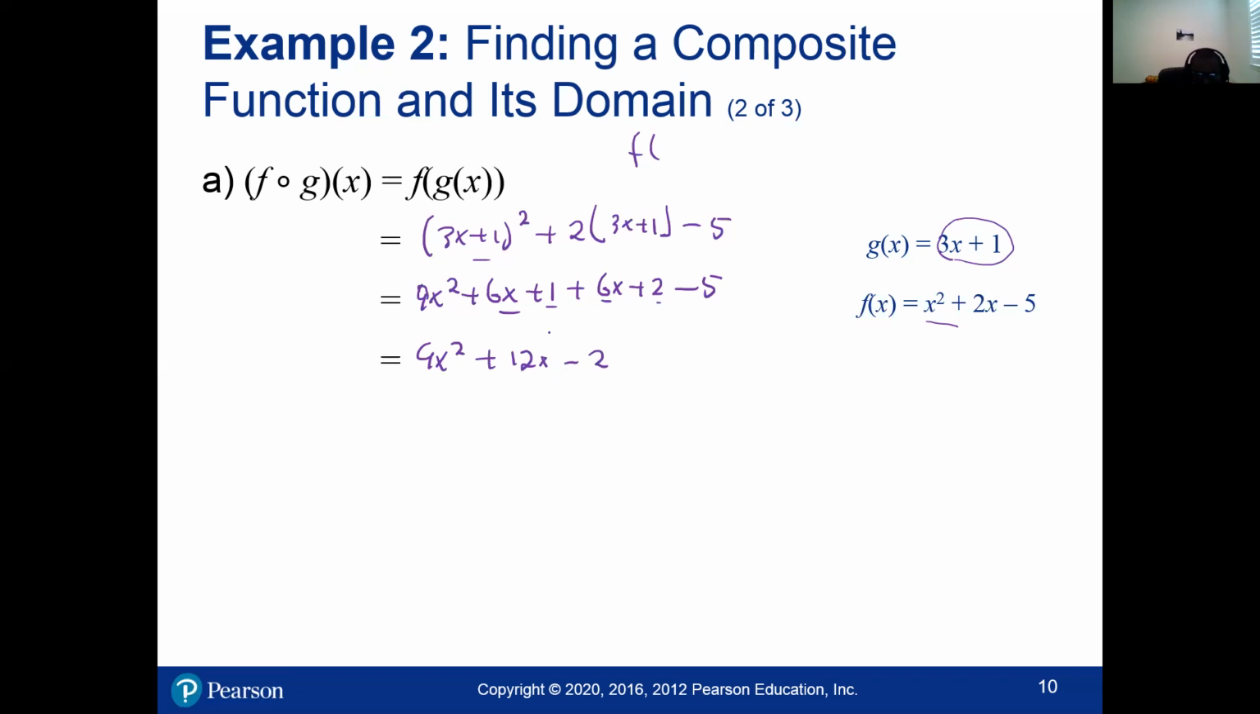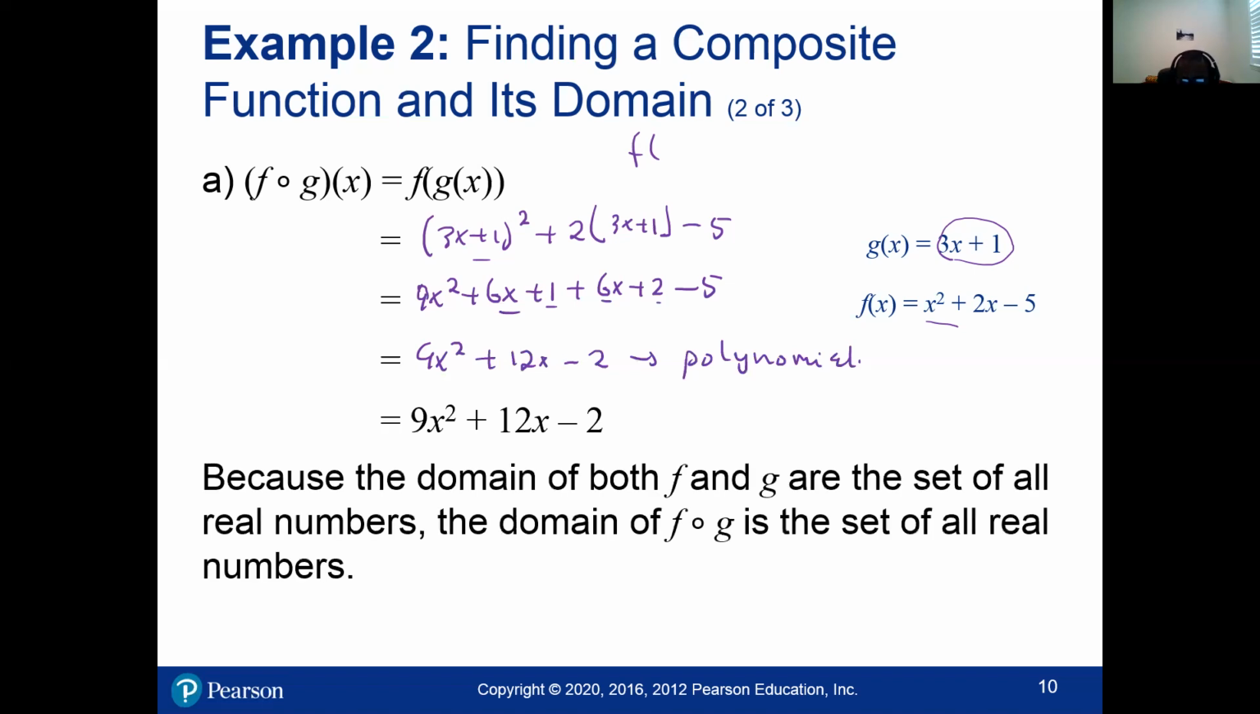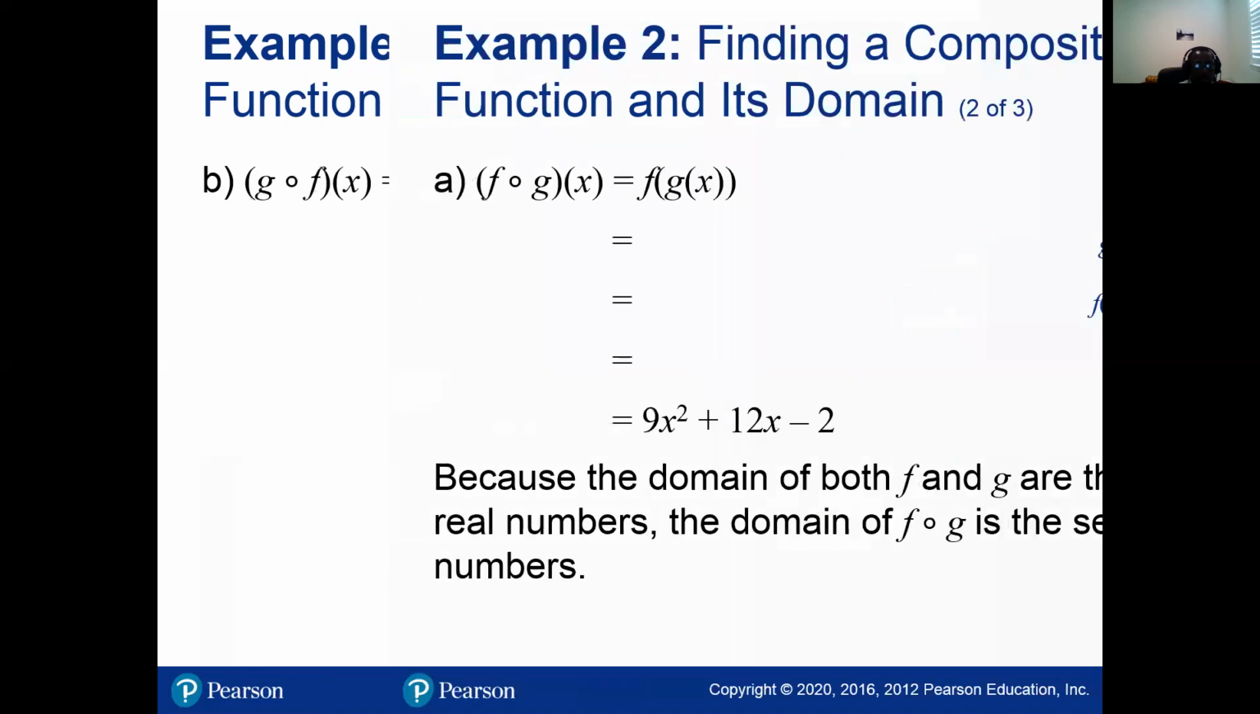Okay, so you see that this expression is also a polynomial, a quadratic function. So what's the domain of that? It's all real numbers. That's why we have that expression: 9x squared plus 12x minus 2. Because the domain of both g and f is the set of all real numbers, the domain of f of g is also the set of all real numbers. Now let's go to part B.